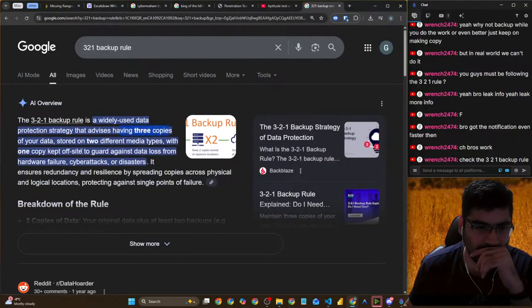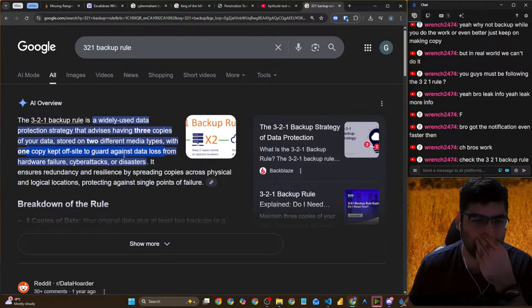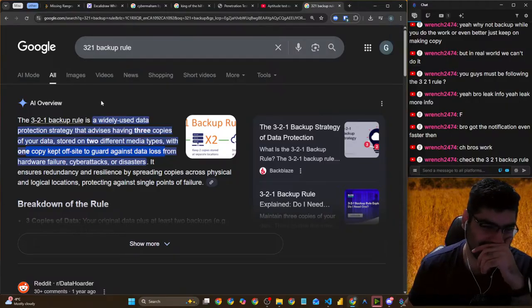Why is having 3 copies of your data stored on 2 different media types? Oh no, we have a way better one. Nah, we have a really good one. Trust me, because I was allowed to test certain things on it.